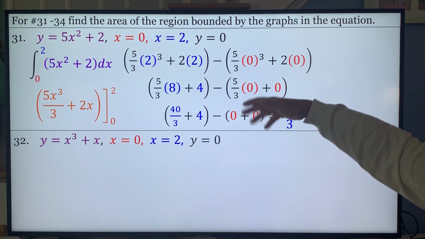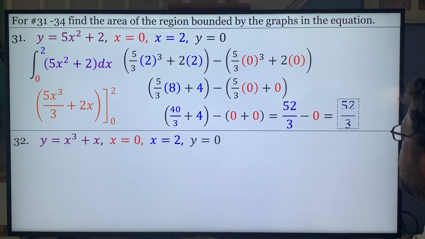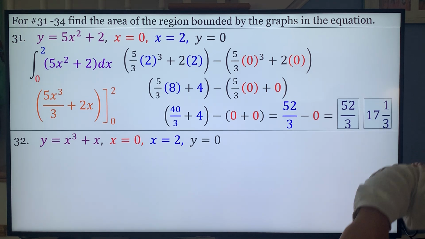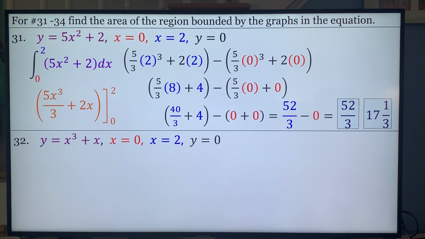This obviously is zeros the whole time. You don't even have to write it out. It's just nice to do. So 52 over 3, or what do we got here? We got 17 1/3, 17.3333.